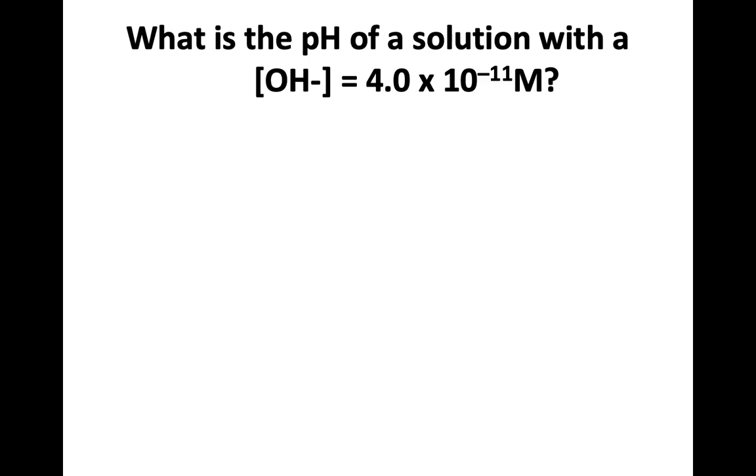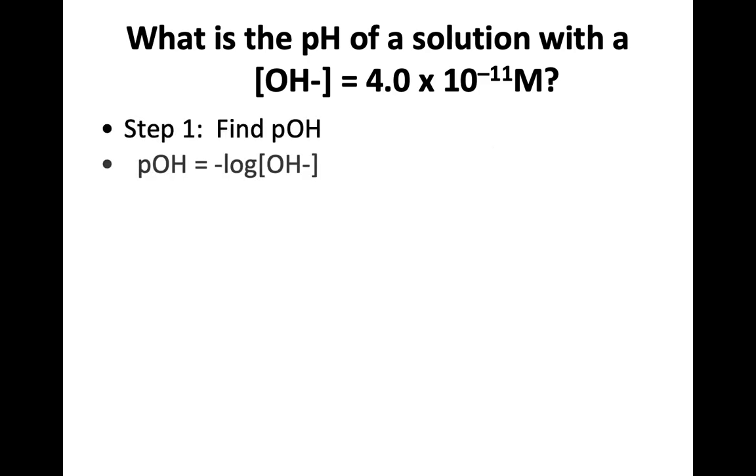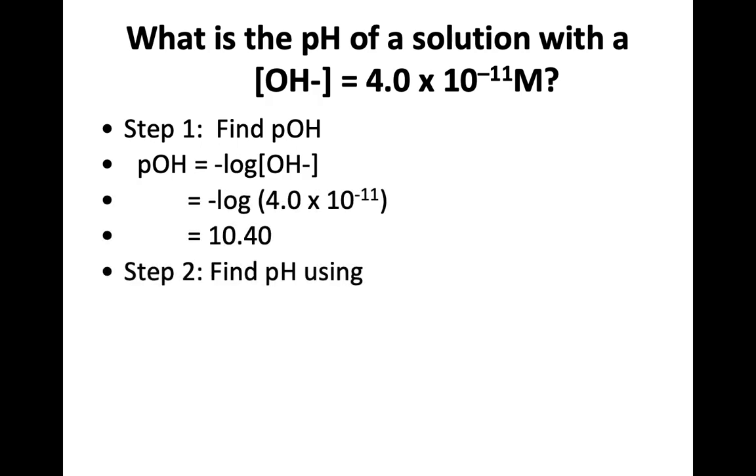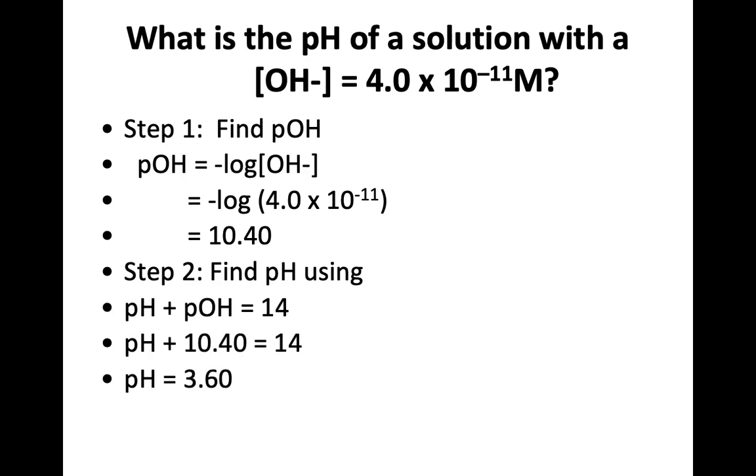What's the pH of a solution with a pOH of this number? Okay, you ready for the quick answer? First, you find the pOH. There you go. The pOH is 10.4. You find the pH by subtracting from 14. So 14 minus 10.4 is 3.6. So the pH is 3.6, which is an acid. Mr. G, that's so complicated.